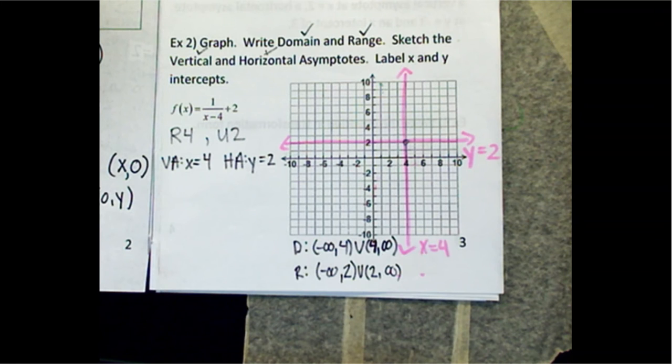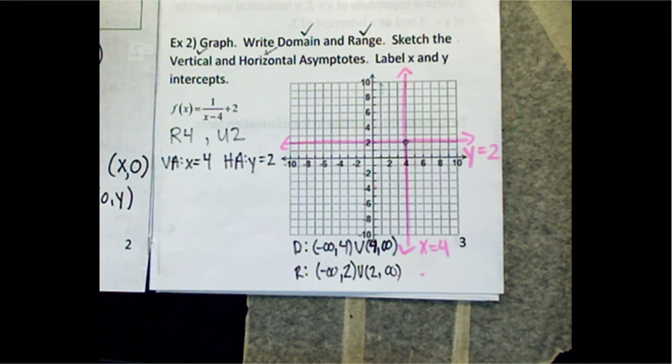Let's sketch the graph. Will the domain and range ever not be in that format? No, these numbers are always going to be the same. The 4, 4, the 2, 2. Because all we're doing is we're just skipping over the asymptotes when we draw this.